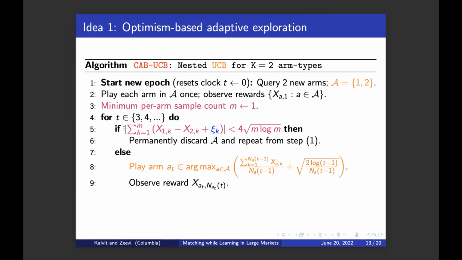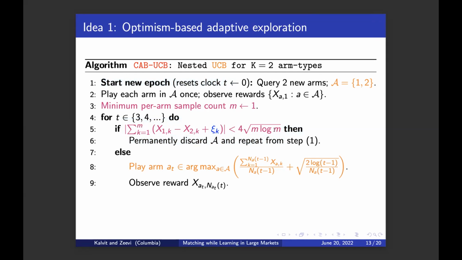But otherwise, if you take a look at the functional form of this statistic, it is just the difference between the cumulative reward accrued across the two arms, right? What I'm going to do is compare the value of this statistic against a threshold, which grows as 4 square root m log m. And if the statistic is smaller compared to the threshold, I'm just going to discard the consideration set of arms and reinitialize my algorithm from scratch.